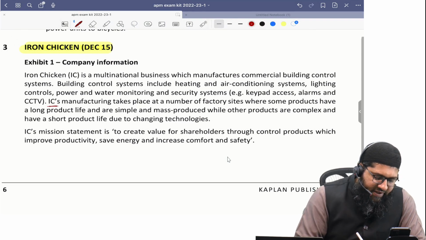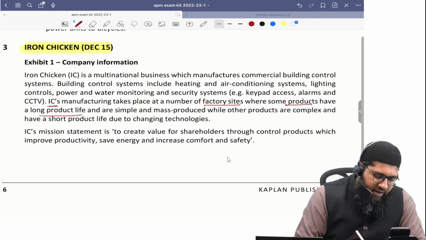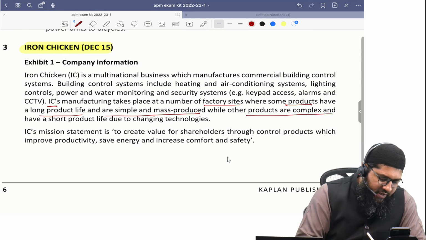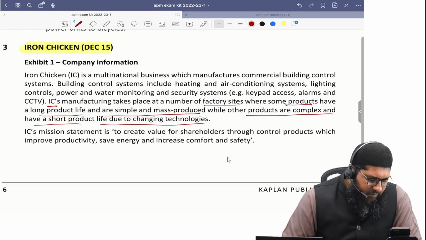Iron Chicken's manufacturing takes place at a number of factory sites, where some products have a long product life and are simple and mass produced, while other products are complex and have a short product life due to changing technologies. Okay, so they have got some products who are like that.